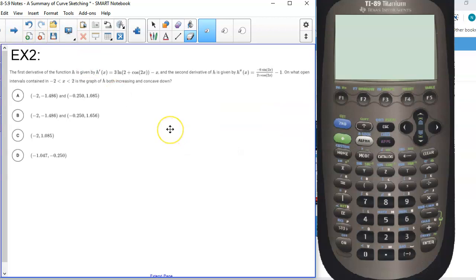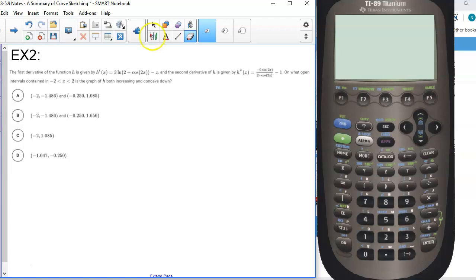Let's look at the first question. I know these are really small. I was copying them from the AP Classroom stuff, and it won't let me copy the words and make it bigger. So this is sort of what you're going to see. This is a calculator active problem. The first derivative is 3 natural log of 2 plus cosine 2x minus x. And the second derivative is given there, and it's really long and complicated. It wants to know on what open intervals contained in negative 2 less than x less than 2 is the graph of h both increasing and concave down.